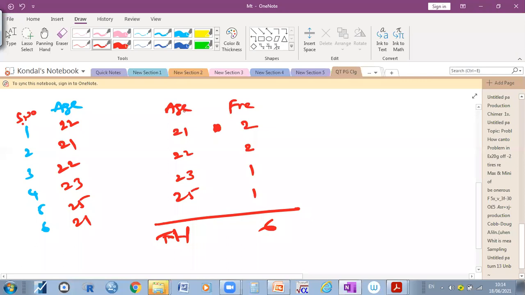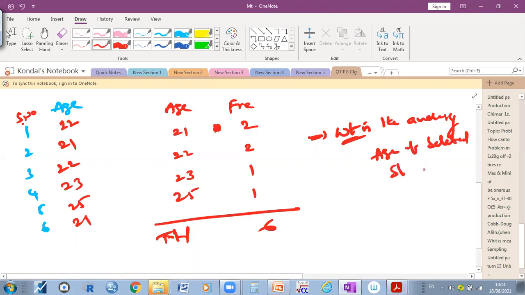For example, some people may ask what is the average. I'm writing here directly: what is the average age of the selected students? It means whatever 6 students I have selected, what is their average age? Some people may ask the question: what is the average age of the students?